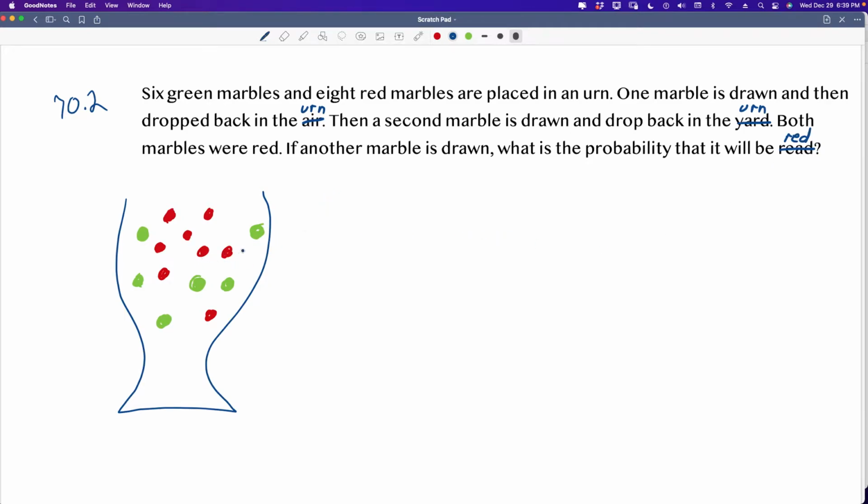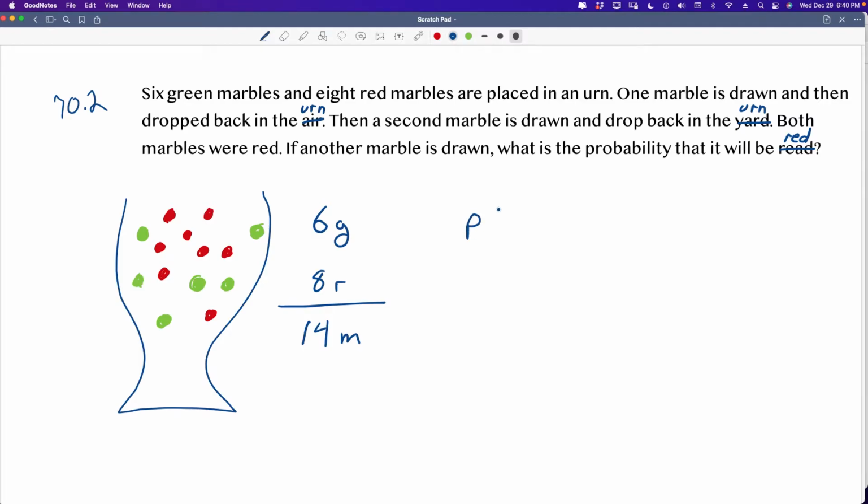So let's look at our probability. We have 6 green, right? So let's do 6G. And we have 8 red. Let's do 8R. Okay, so our total number of marbles in the whole thing is 14 marbles, right? So our chances of getting a red marble is going to be 8 out of 14.